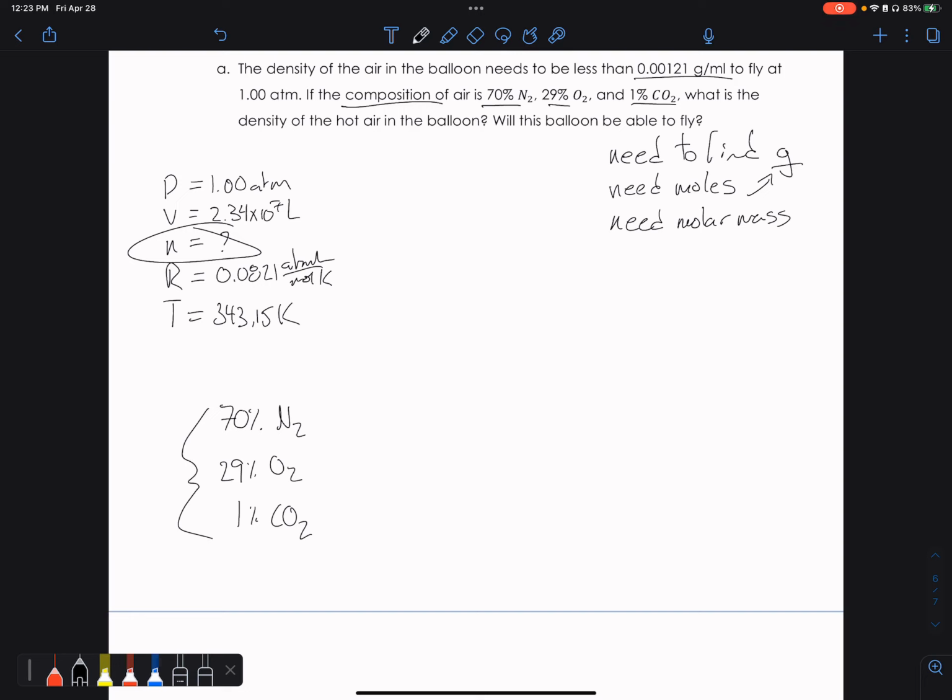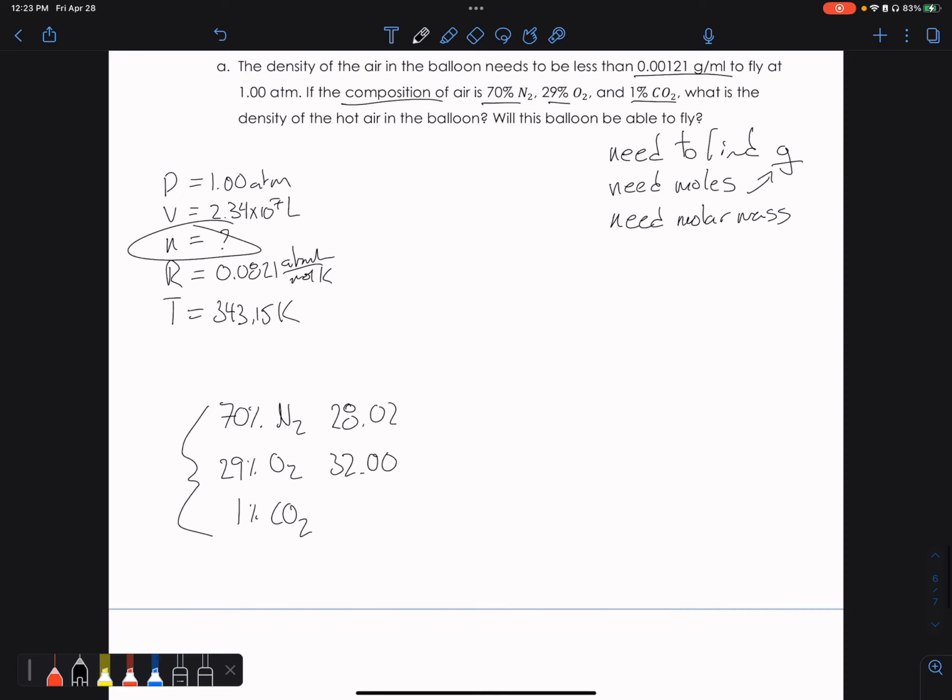Now we can calculate the molar mass of each of these, right? The N2 is going to be 28.02. Oxygen is going to be 32.00. And CO2 is going to be 12.01 plus 16 times 2. It's going to be 44.01. And what we're going to do actually is multiply by these percentages and then divide that by 100.